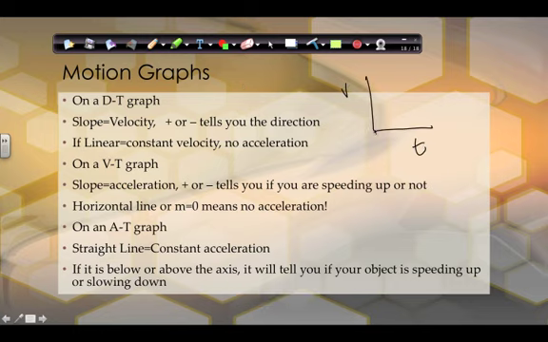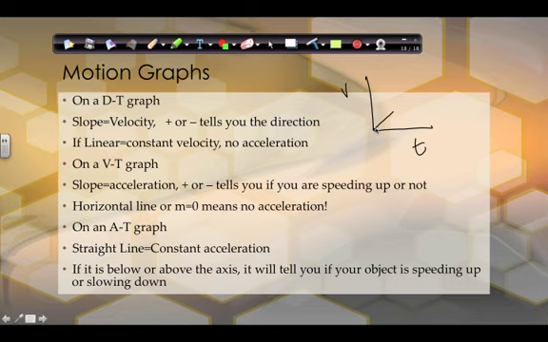Your slope is going to be equal to your acceleration. Now, if you have a positive slope or negative slope, that's not going to tell you the direction. That's only on a DT graph. If you have a positive or negative slope here, it's going to tell you if you are speeding up or not.